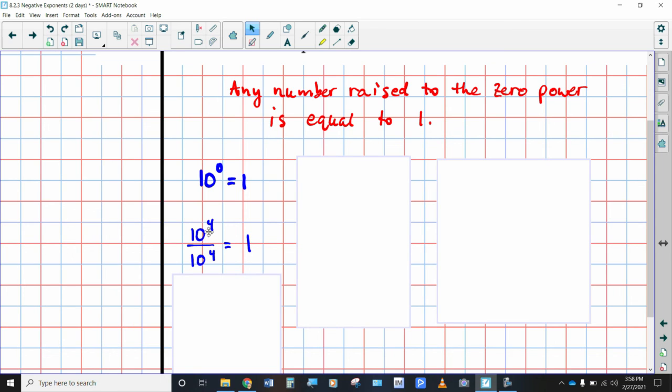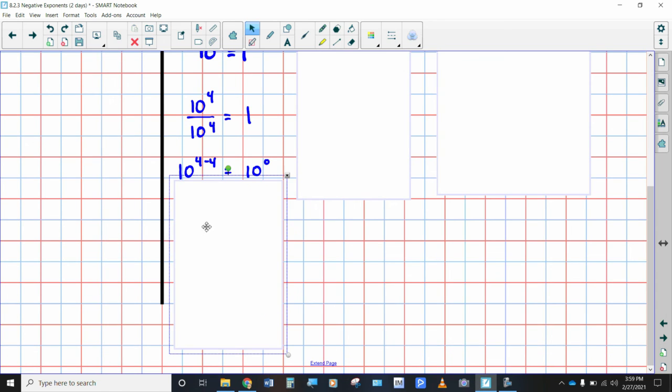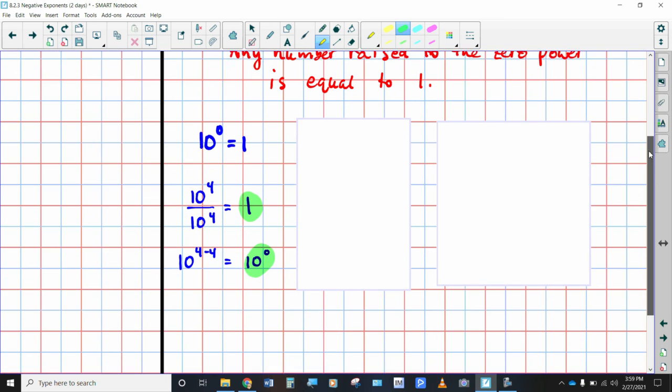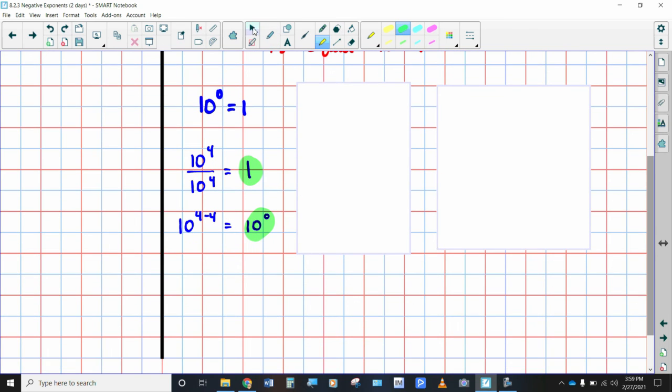Now, if we go back and think about this rule we learned about dividing powers with the same base, we learned that you will keep your base and you will subtract the exponents. So this becomes 10 to the 4 minus 4 power. And 4 minus 4 is 0. So if this equals this and this equals that, this has to equal that. 10 to the 0 power has to be equal to 1, and this rule proves it.